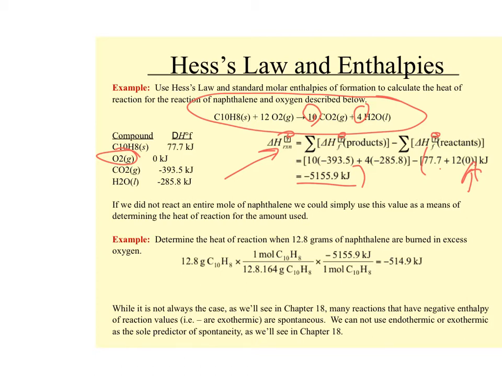Now you could take this and say, this is naphthalene, C10H8. So what happens when you have 12.8 grams? What's the heat of reaction? Well, I just determined the standard molar enthalpy, and there's the number of moles, by dividing by the molar mass, 128.164. Divide by that and you get the moles of C10H8, and then here's the molar enthalpy. Then we get this minus 514.9 kilojoules.